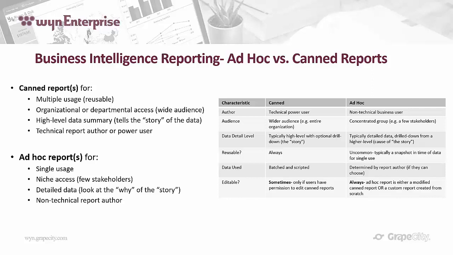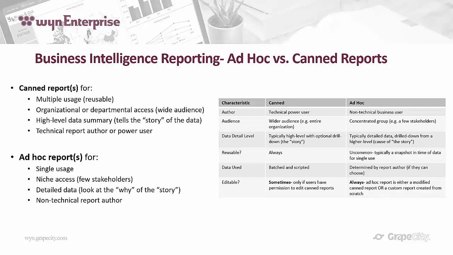And then the data detail level for a canned report, it's typically going to be more high level with some optional drill down. So it's going to be not aggregated data, but summarized to some degree. It's going to be the story of your data. Whereas with ad hoc reports, it's typically going to be more detailed. It may be drilled down from a higher level. So it's not looking at the story of the data. It's more looking at the cause of the story of the data.